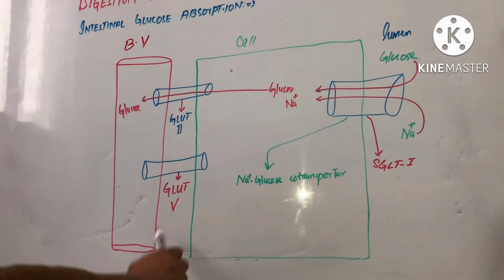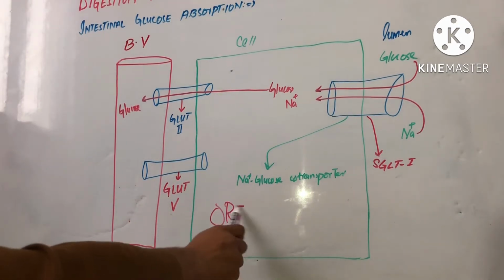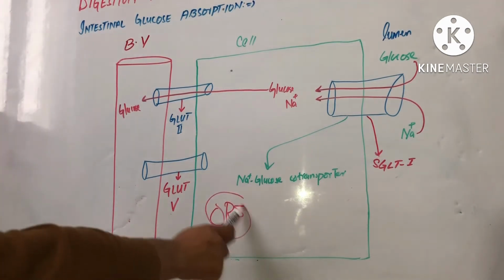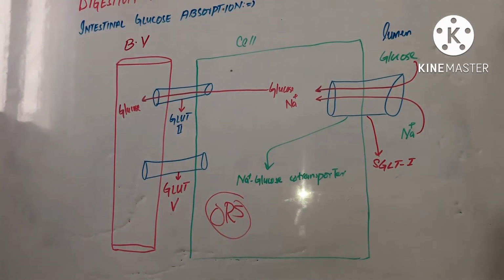Suppose we give ORS solution, oral rehydration solution, for diarrhea. These act exclusively at the SGLT1 protein. They are absorbed exclusively at the SGLT1 protein.